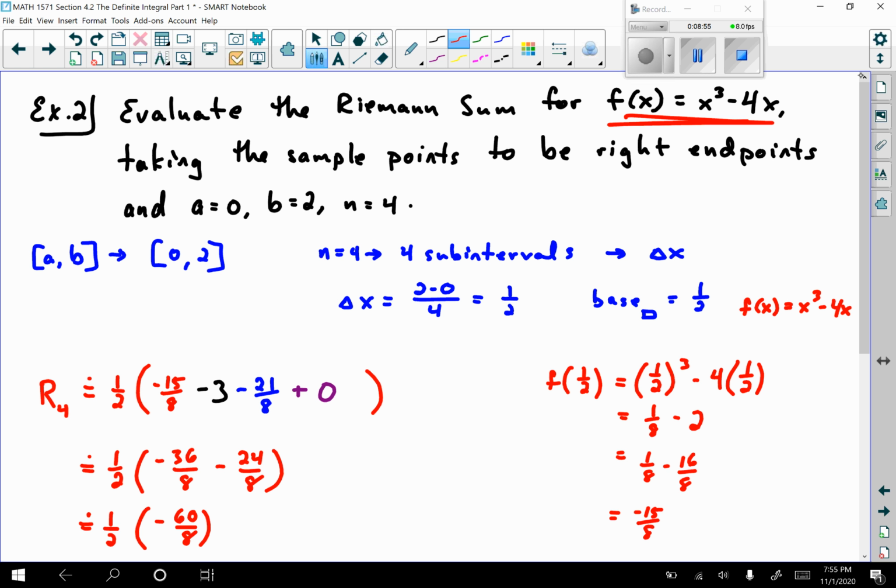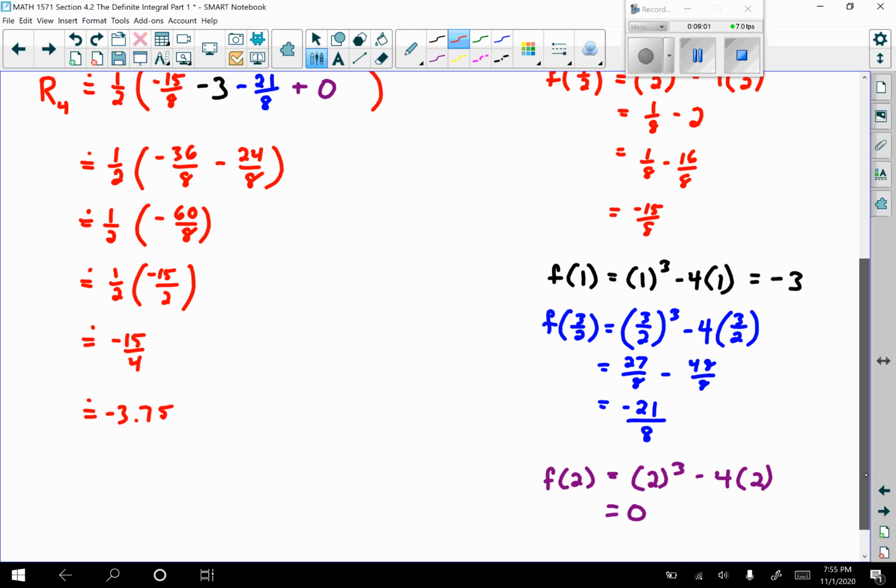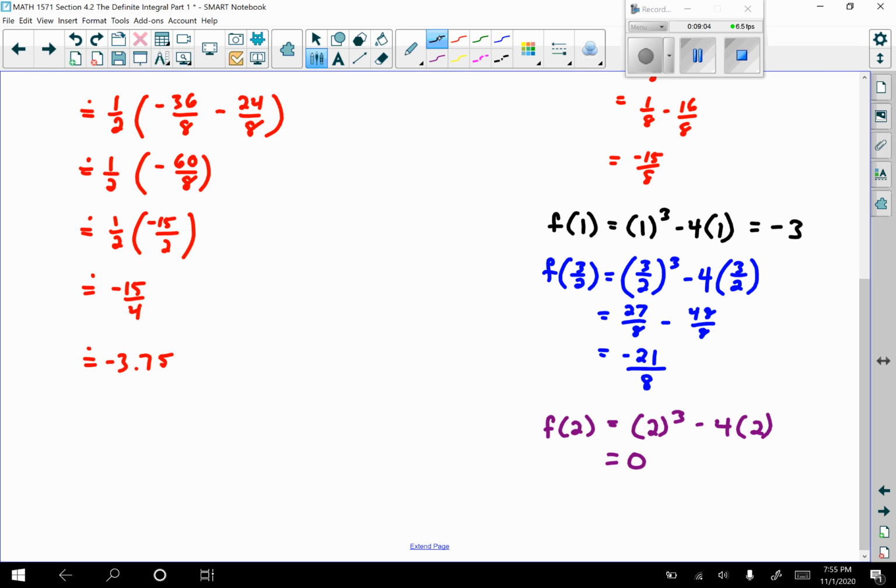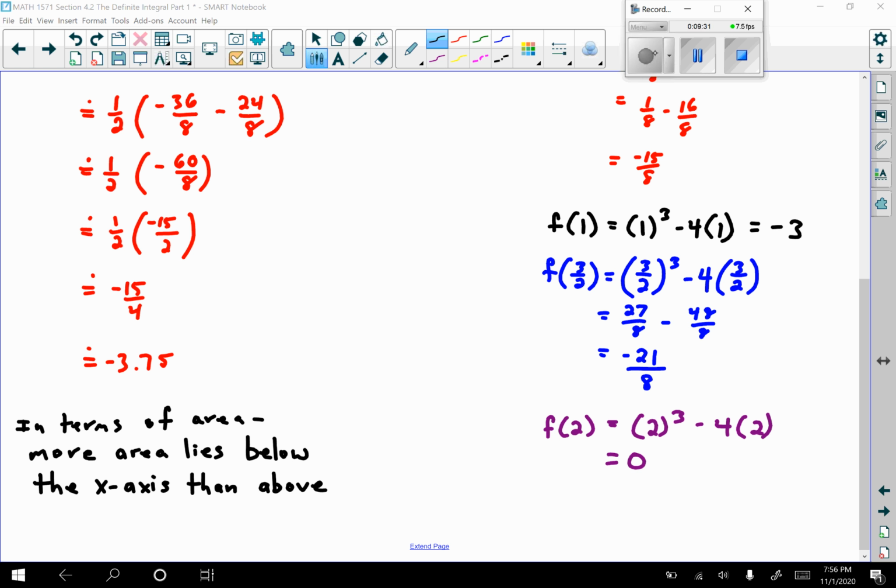Now, we were just asked to evaluate the Riemann sum, but in terms of area, it doesn't make sense to have a negative area. So let's write this out. If we're getting a negative area, it just means that more area lies below the x-axis than above. So almost like direction, where do we have more of the area showing up? That's why we get this negative 3.75.